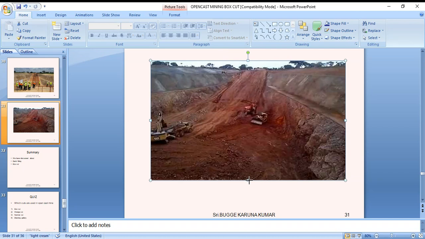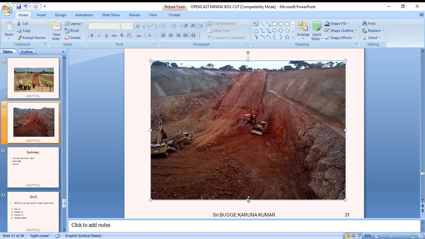So this is also one activity. This is the first activity shown here, the box cut. So you observe that most of this operation may be done by use of draglines, which is a very important parameter as far as the box cut preparation work is concerned. Developing a deposit for exploiting by open cast mining consists of many activities.